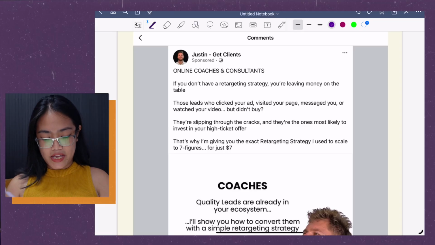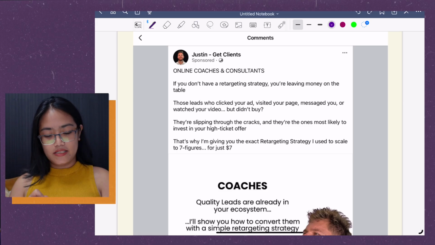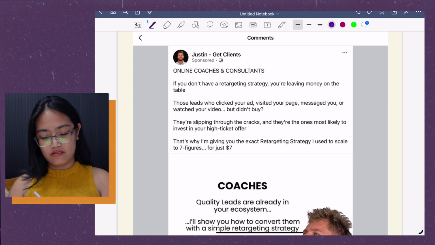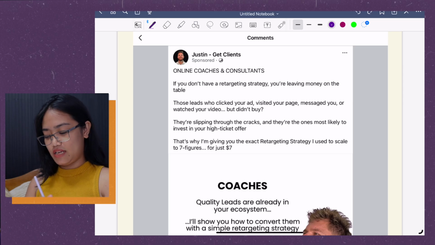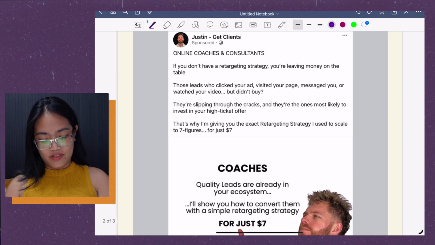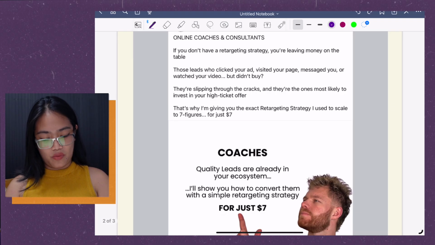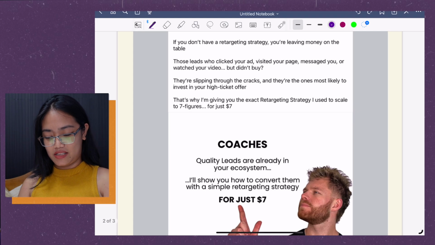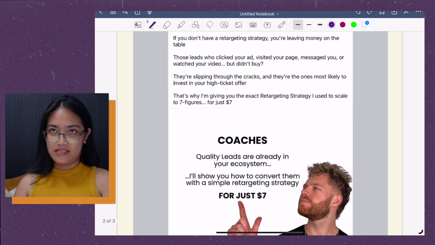So let's go to the ad copy first. It says here, online coaches and consultants, if you don't have a retargeting strategy, you're leaving money on the table. Those leads who clicked your ad, visited your page, messaged you, or watched your video rather, but didn't buy, they're slipping through the cracks, and they're the ones most likely to invest in your high ticket offer.